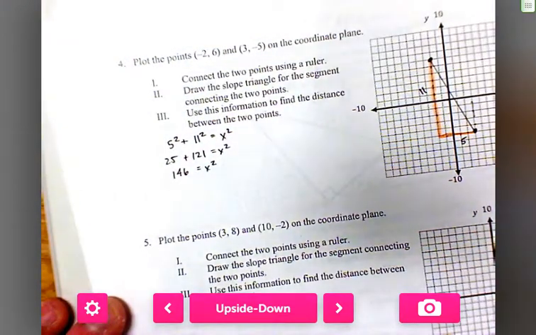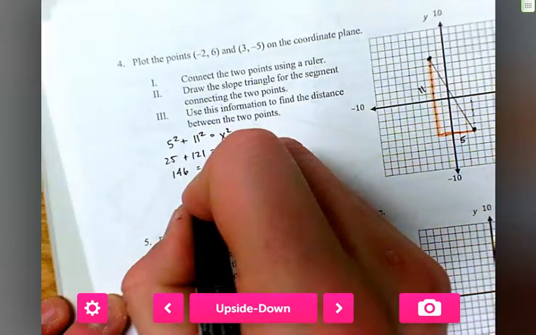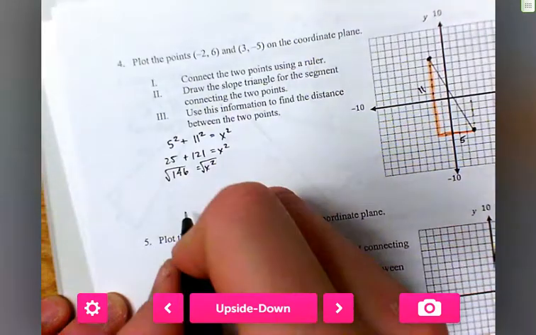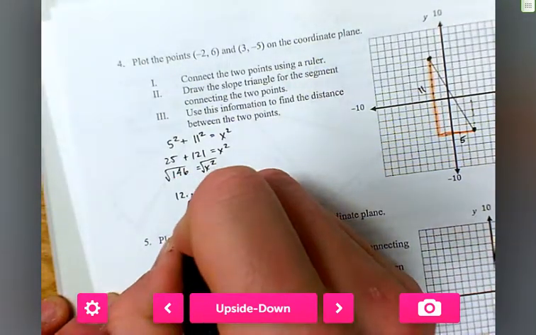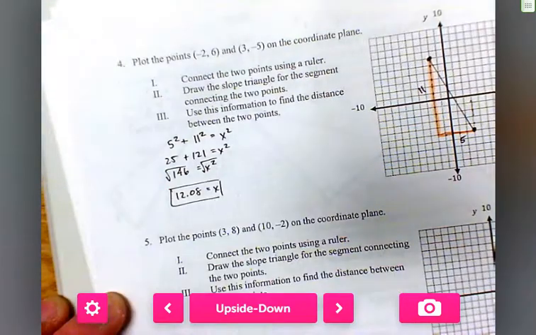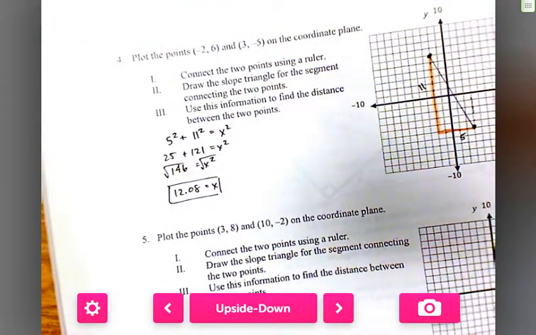And then how do we get x by itself? Take the square root. Good. So we're going to take the square root of this one, take the square root of that one, and we should have 12.08 equals x. Okay? Not too bad?